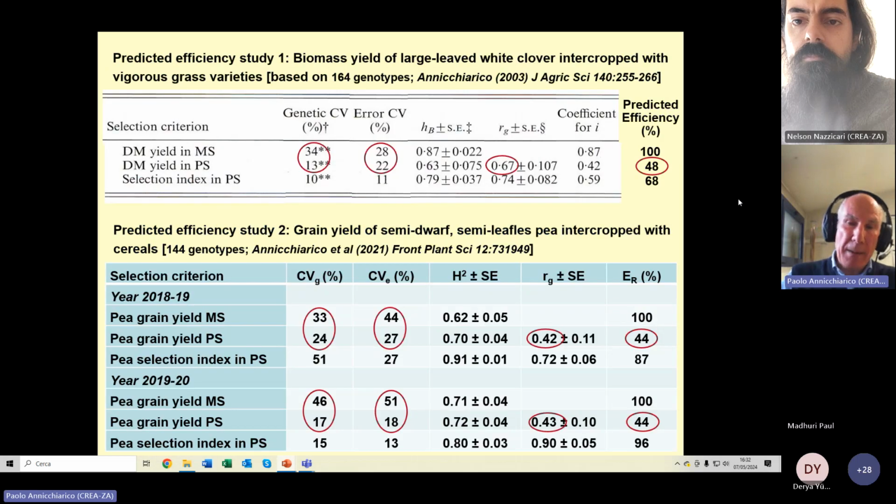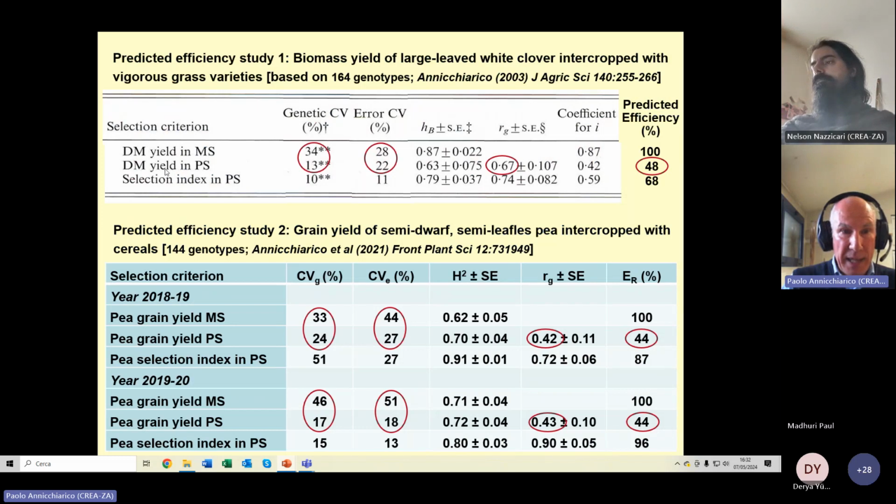And I'm reporting here the results for a forage legume and a grain legume. And you see that in both cases, pretty consistently, actually, we have a reduction of predicted efficiency when we select for yield in pure stand compared to direct selection. We lose about 50% or more of our efficiency, because the genetic correlation is pretty low.